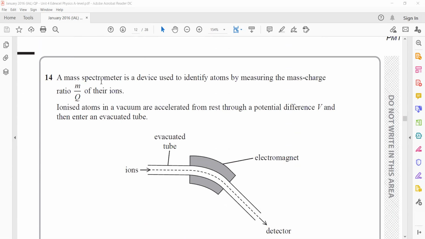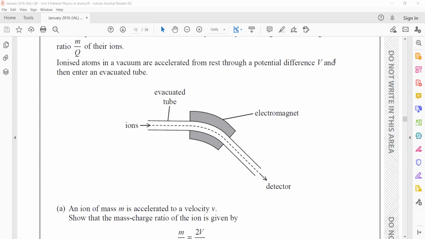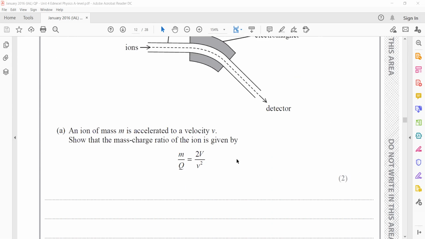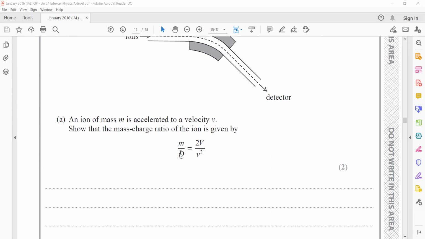The mass spectrometer is a device which is used to identify atoms by measuring the mass to charge ratio. The ionized atom in a vacuum is accelerated by an electric field. The potential V is applied. The ion has a mass m. Show that the mass to charge ratio of the ion is given by this. So basically, how can we show this?